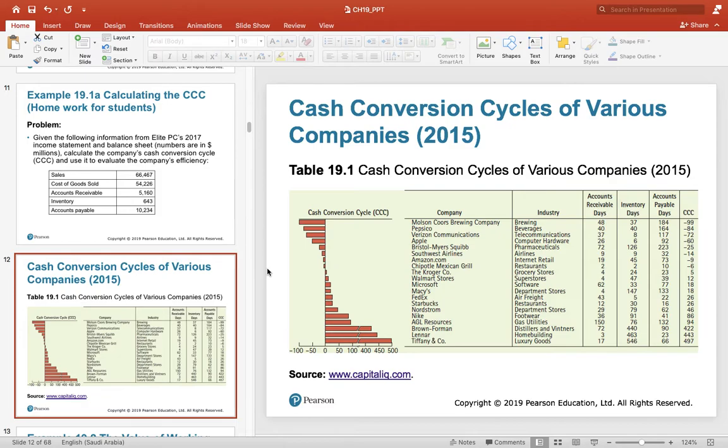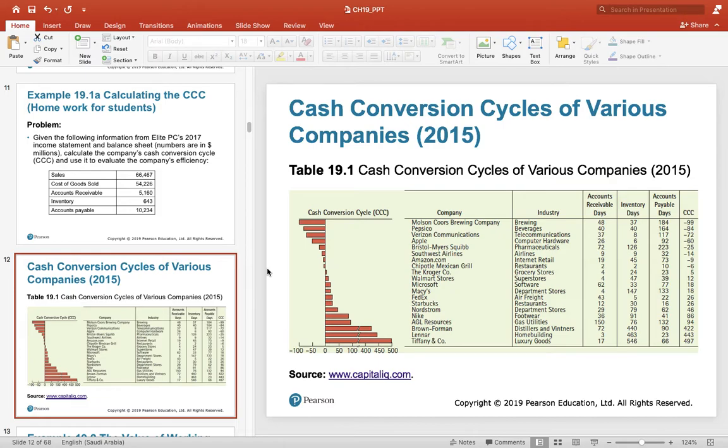And the author has taken the source capitalic.com to give the cash conversion cycle of various US companies in the year 2015. You can see Molson Coors Brewing Company has a negative cash conversion cycle of 99 days. Pepsi has a negative cycle of 84 days. Verizon has minus 72 days. Apple has minus 60 days. Bristol Myers minus 25 days. Like that, you can come down.